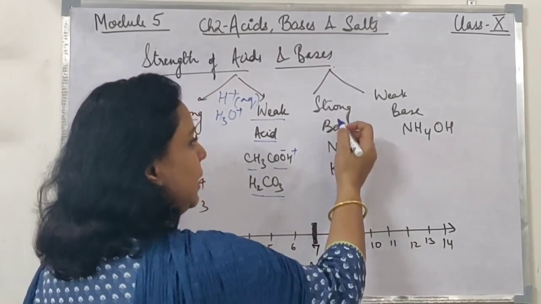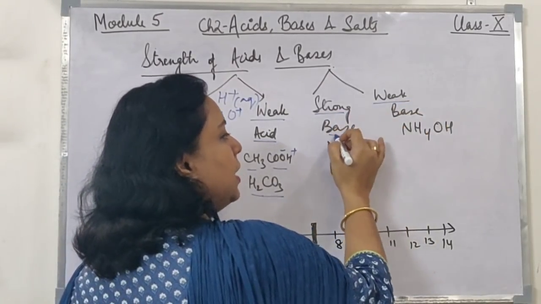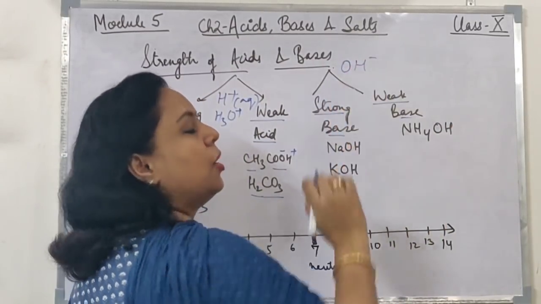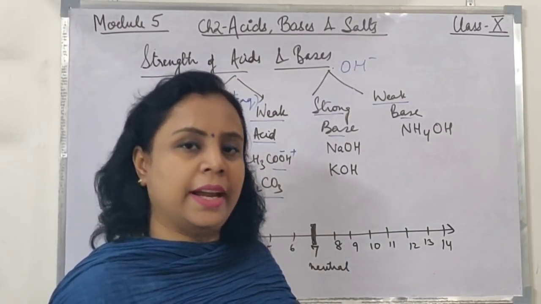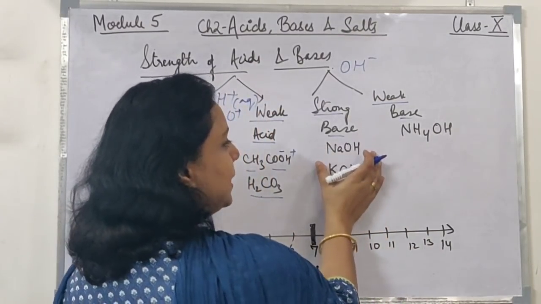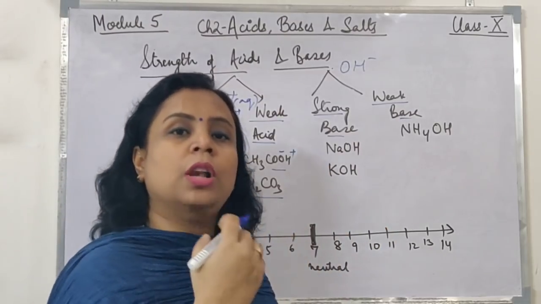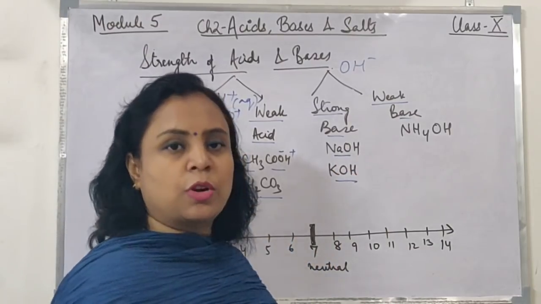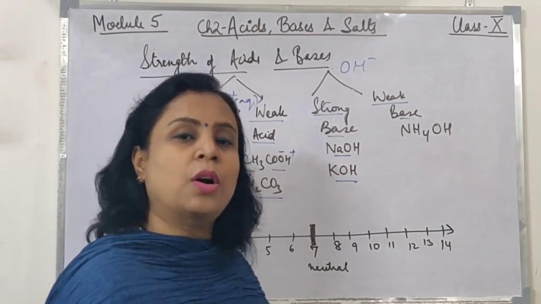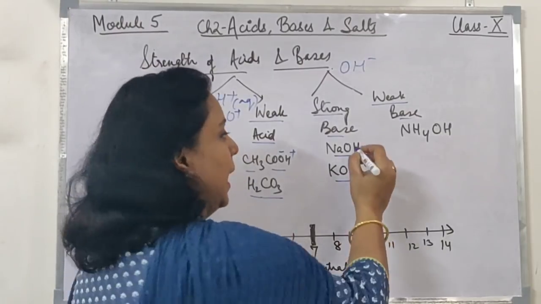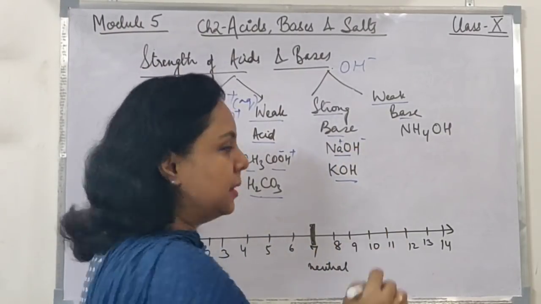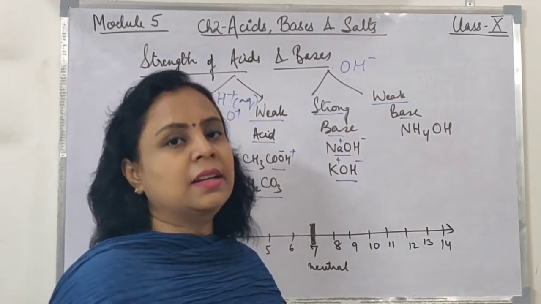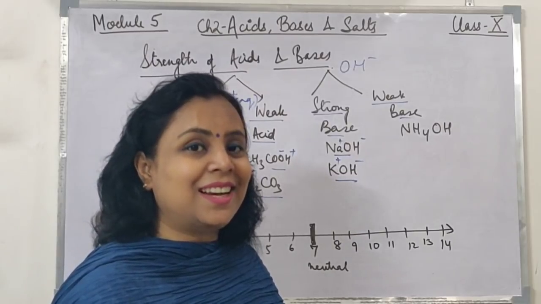Similarly for bases, bases can be strong and weak depending upon the release of OH minus when they are dissolved in water. Now the strong bases are the ones which release almost 100%. So when we dissolve NaOH or KOH in water, what do we see? We see that all the molecules break into Na plus and OH minus ions. Similarly, K plus and OH minus ions. And they are all in the solution form. That is the reason they conduct electricity.